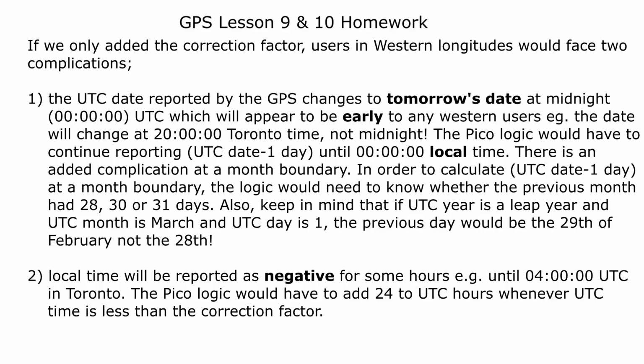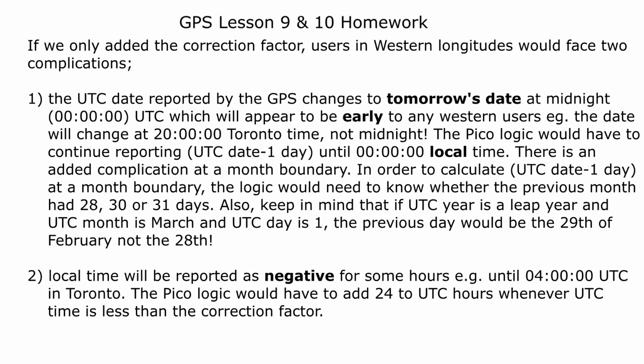The Pico logic would have to continue reporting UTC date minus 1 day until 0 hour local time. There is an added complication at a month boundary. In order to calculate UTC date minus 1 day at a month boundary, the logic would need to know whether the previous month had 28 or 30 or 31 days. Also, keep in mind that if UTC year is a leap year, and UTC month is March, and UTC day is 1, the previous day would be the 29th of February, not the 28th.